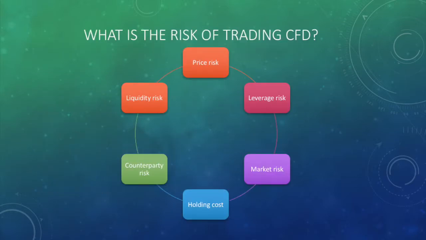Next, we will talk about the risks of trading CFD. There are 6 types of risks. First, price risks, leverage risks, market risks, liquidity risks, counterparty risks, and holding costs.